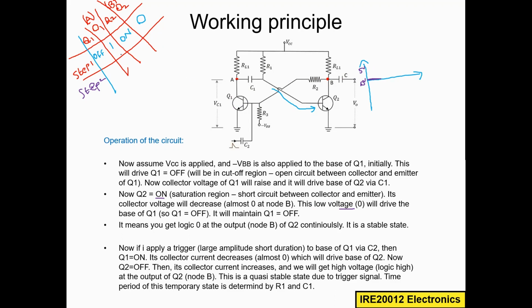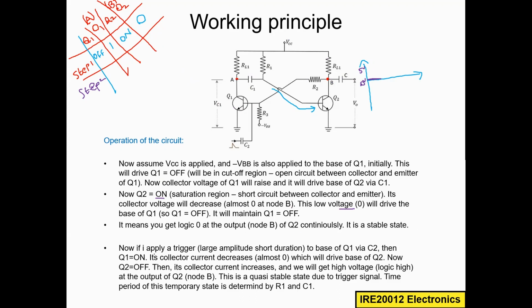This is called a stable state. So node A is 1, node B is 0, and this is a stable state. This circuit will give this output forever. Now I want to change this stable state into another, unstable state. So how can I do that?